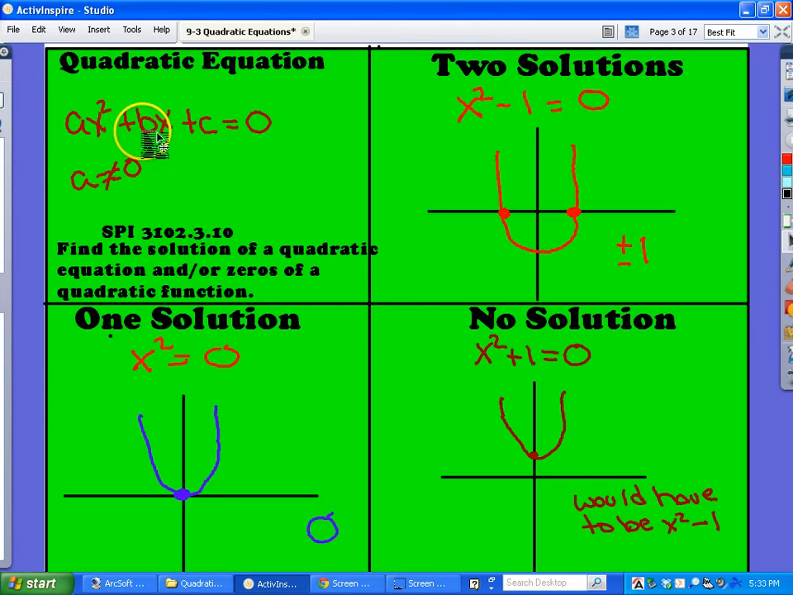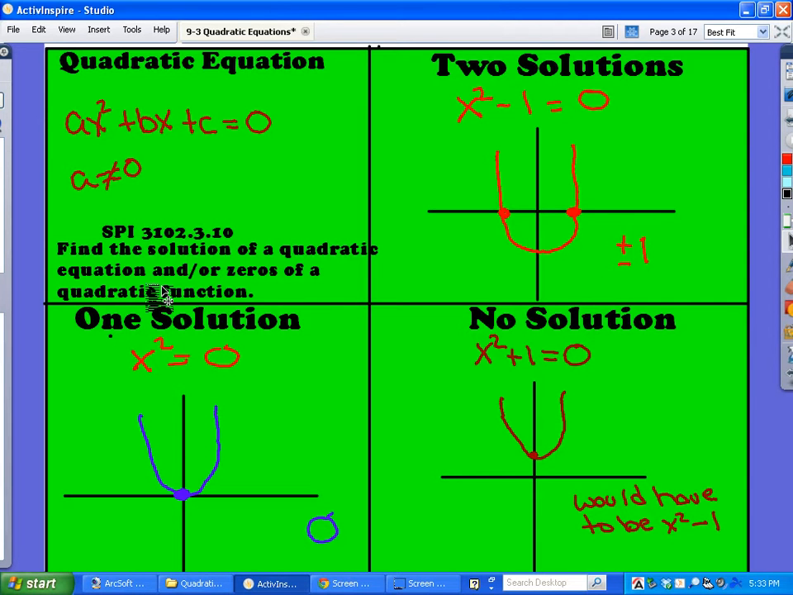Just numbers go in here for the a, b, and c. The rule is a cannot equal 0. So you cannot have 0x squared plus 2x plus 3. That just can't happen. So that's the quadratic equation, and that's what we're going to be dealing with. The key thing there is, in quadratic equations, it's going to equal 0. And that's the standard form.